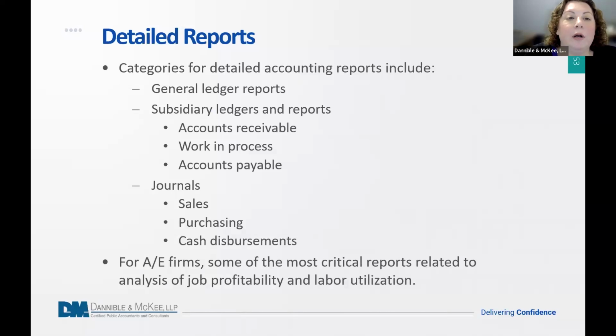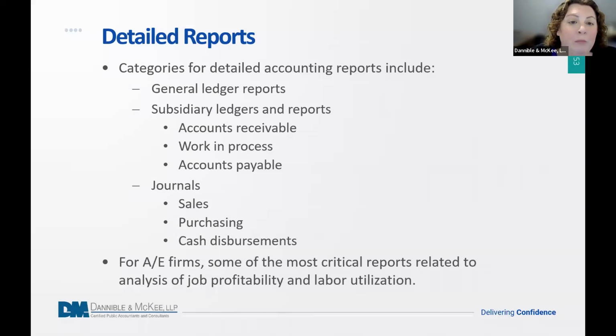All right, so some different categories of detailed accounting reports. General ledger reports. You may want to print off certain general ledger reports for certain members of your accounting staff, for some certain partners. There may be certain accounts you'd like them to look at. Maybe it's the travel and entertainment. Maybe it's the auto category. So they can monitor what's going in and out of those accounts.